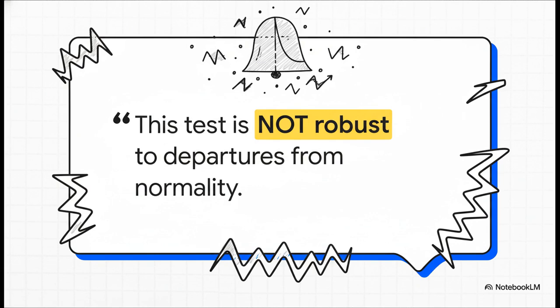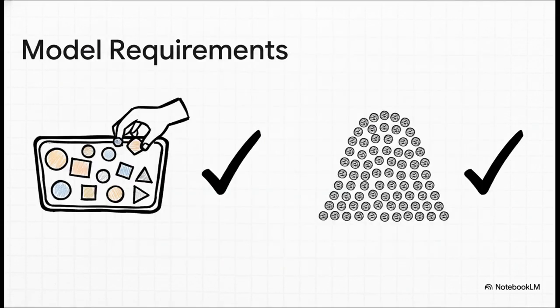When we say a test is not robust, it means it's fragile. It breaks easily. And what breaks it is departures from normality. In plain English, if your data doesn't look like a nice, classic, bell-shaped curve, this test will lie to you. So here's what you need. Two things. First, your data has to come from a random sample. That's pretty standard for most tests. But second, and this is the big one, the non-negotiable one, the population that your sample came from must be normally distributed. There are no ifs, ands, or buts about it.